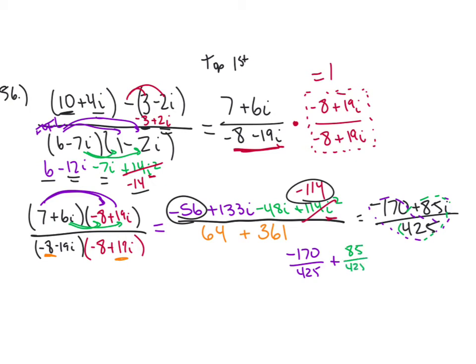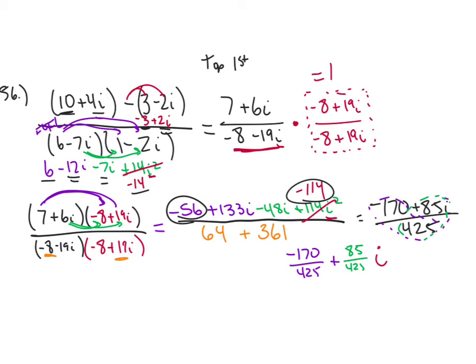Because in Mathland, they like to have the purple part as the real part, the green part as the coefficient for the imaginary part, and the red part is i. So now you're going to simplify the fraction. So I do negative 170 over 425. I get negative 2/5.